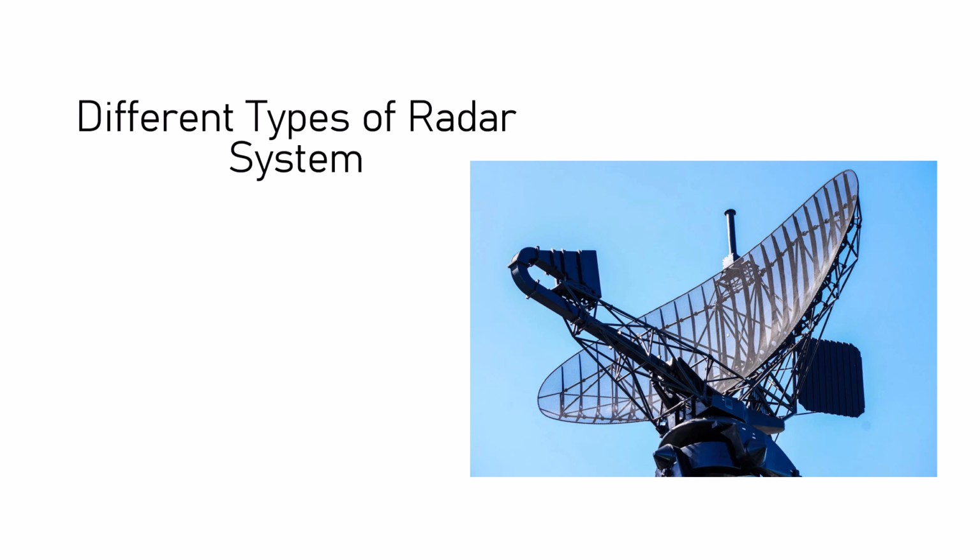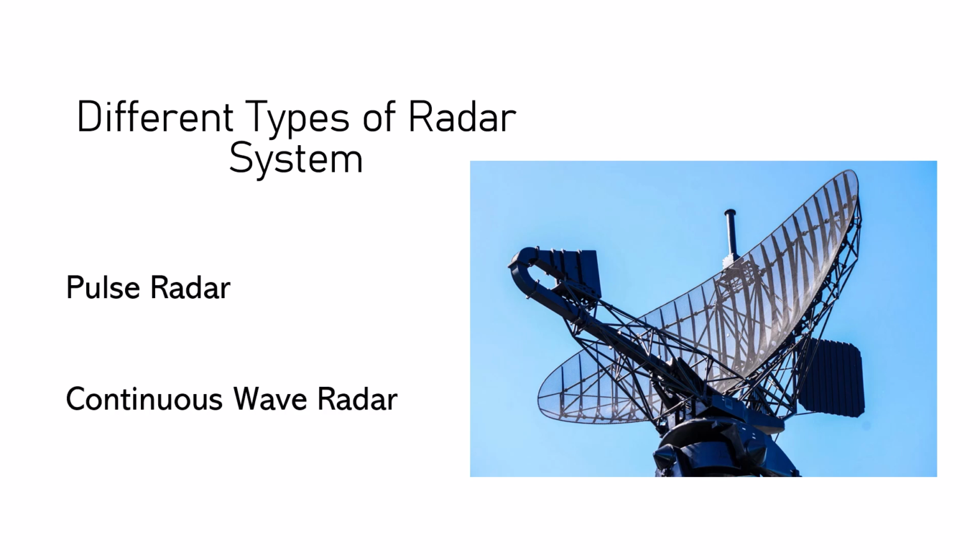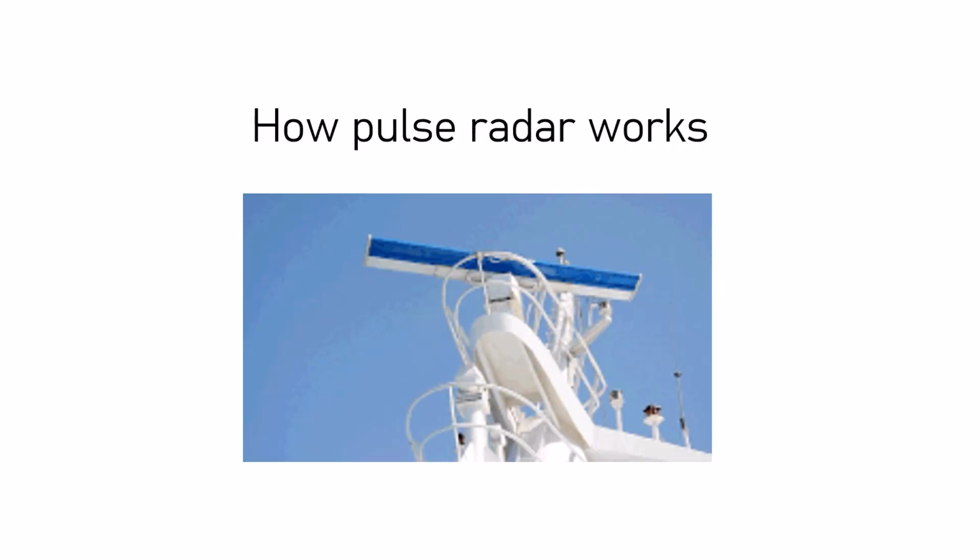In this video we will just describe two types: pulse radar and continuous wave radar. Pulse radar transmits bursts of radio waves to detect objects and measure distances, commonly used in air traffic control and military systems. Continuous wave radar emits a continuous signal, allowing for precise speed measurements of moving objects, often used in police speed detection. Now follows a simplified explanation of how pulse radar works.